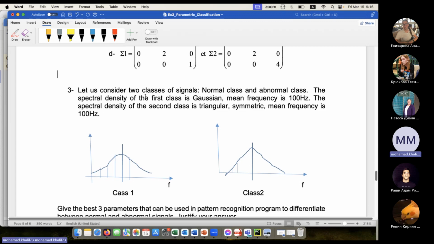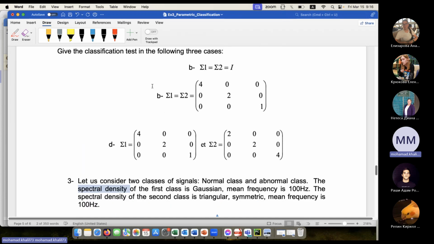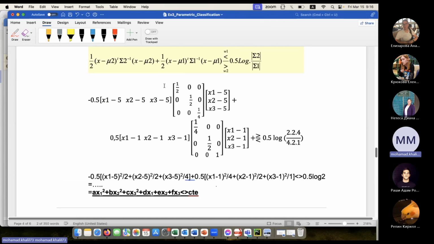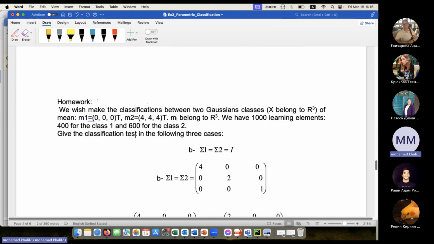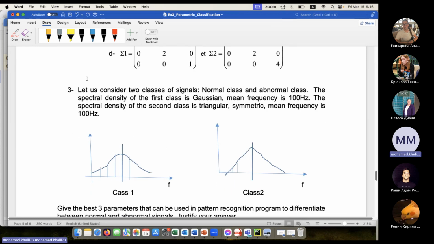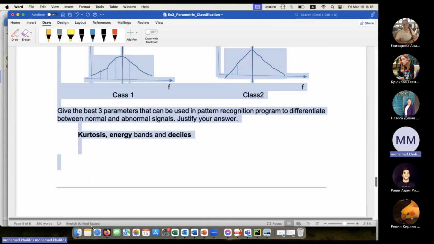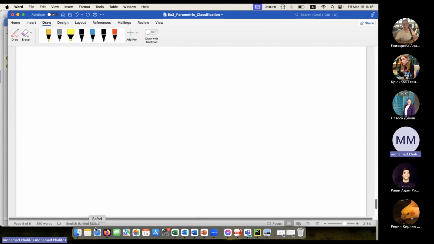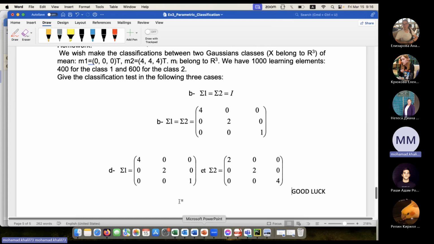The last exercise. Okay, let us consider two classes of signals: normal class and abnormal class. The spectral density of the first class is Gaussian. Look, the spectral density is not related to anything of this. It is not machine learning. Okay, this one I will delete, and this one also. No problem. I will go now to the class here.